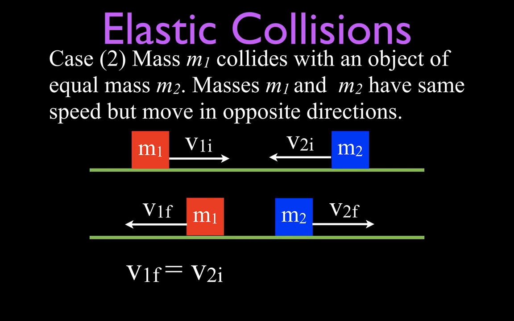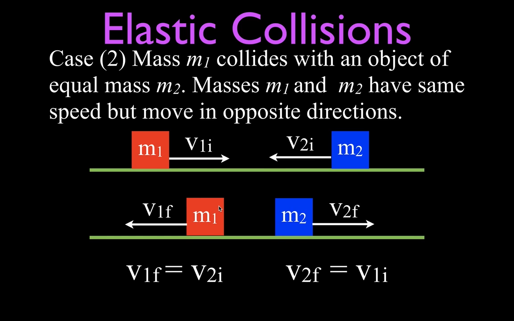And we can kind of say it this way, that the final velocity of mass number 1 is equal to the initial velocity of mass number 2, and the final velocity of mass number 2 is equal to the initial velocity of mass number 1. But what do? They bounce off each other, move away, and all the velocities or the speeds are all the same, but the directions, of course, are a little different.